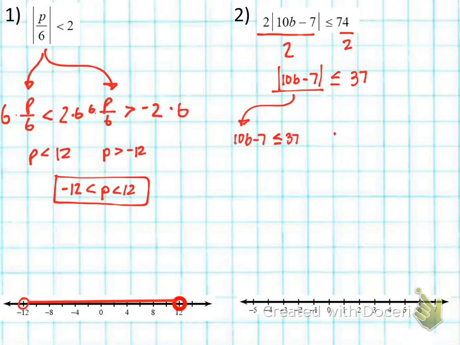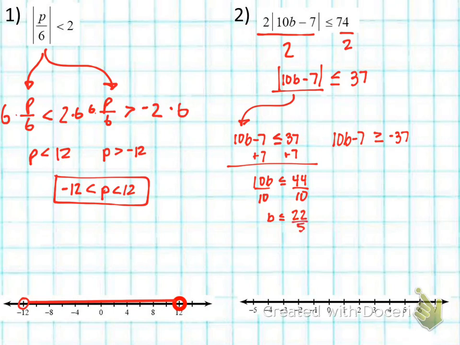And then we have 10b minus 7 is, switch the sign, greater than or equal to negative 37. Okay? So now we solve, add 7 to both sides. SADMAP, right? We're doing the opposite of order of operations to solve for b. So you got 10b is less than or equal to 44. Divide both sides by 10 on this first equation, and we get b is less than or equal to 22/5. Okay, that's for the first one.